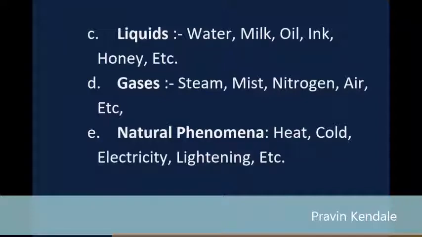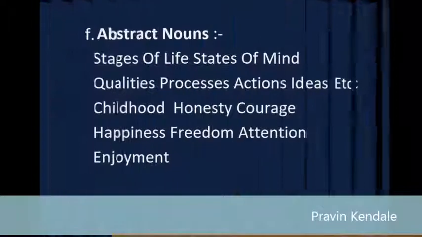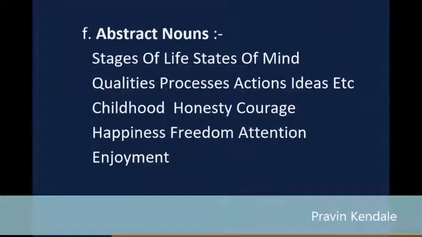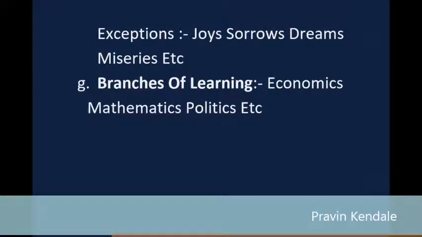F. Abstract nouns: stages of life, states of mind, qualities, processes, actions, ideas, etc. Childhood, honesty, courage, happiness, freedom, attention, enjoyment. Exceptions: joys, sorrows, dreams, miseries, etc. G. Branches of learning: economics, mathematics, politics, etc.